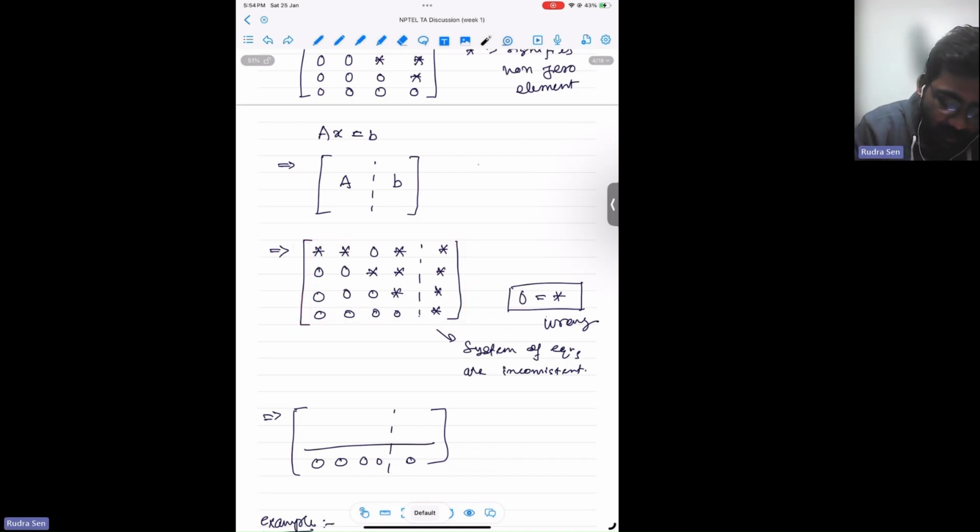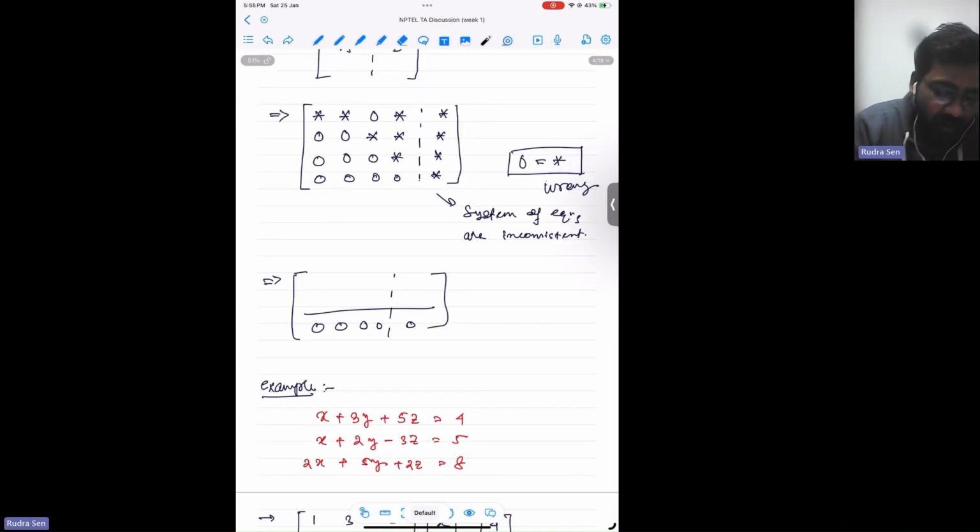Here we can see that the last row of the A matrix is all zero, but the last element of the B vector is non-zero. That means we get 0 equals a non-zero element, which is wrong. That means this system of equations is inconsistent, and we will never get any solution from this system of equations.